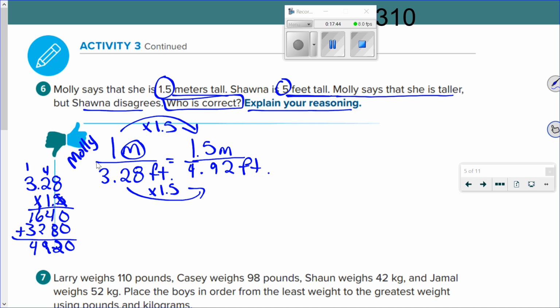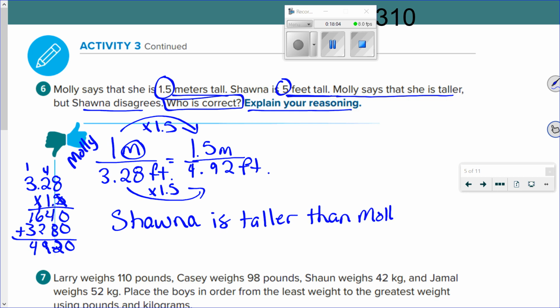So, if I'm comparing Shauna's 5 feet to Molly's 4 and 92 hundredths feet, who is taller? Shauna is taller. Does everybody agree? Good. I'm giving you about 10 minutes to work on 7 and 8. Go for it. 10 minutes, 7 and 8.